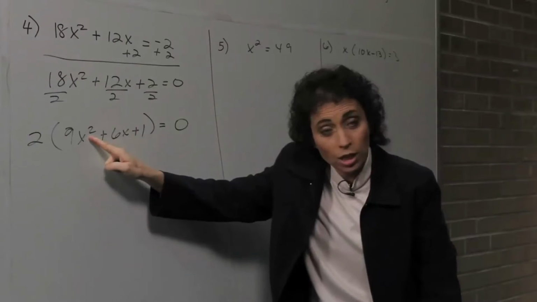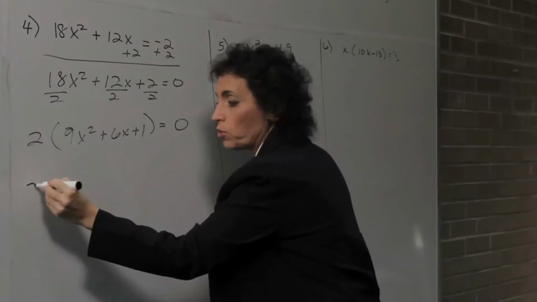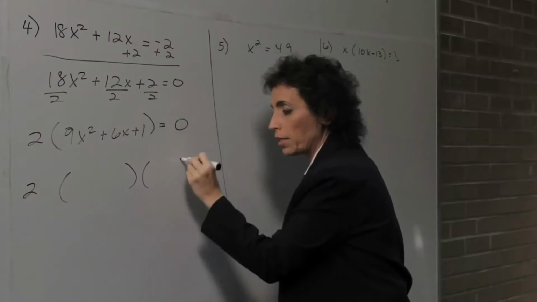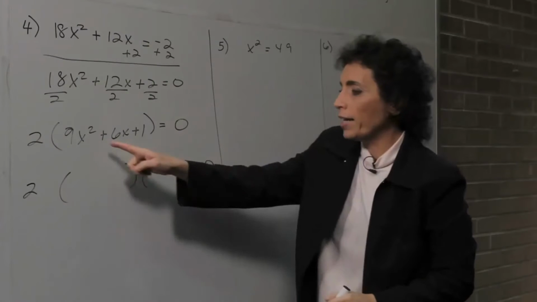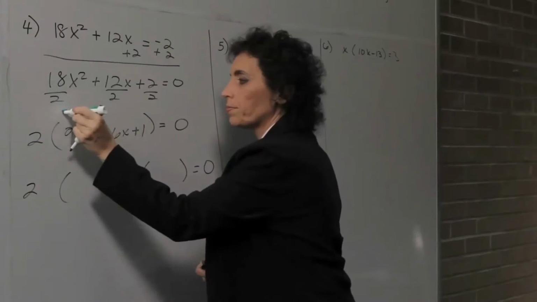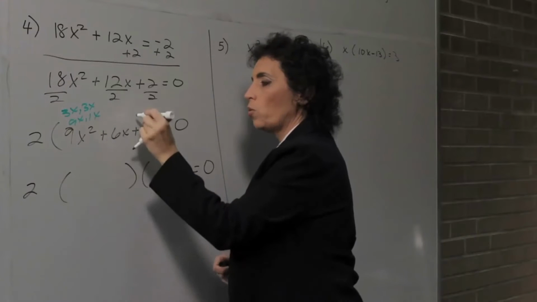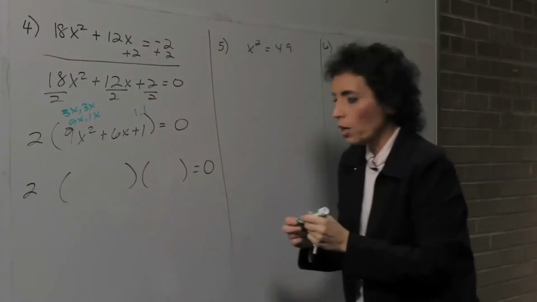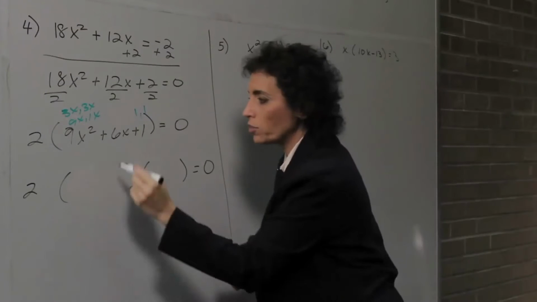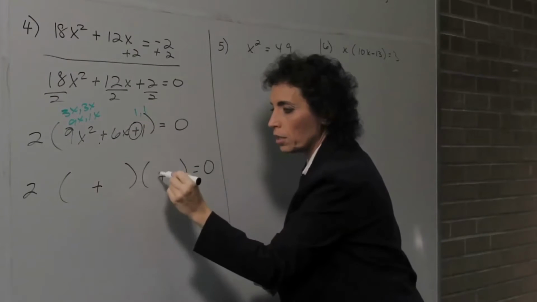Not done. We still got a quadratic in there. We got to check if it's factorable. Okay, there's no GCF. We took it out already. I'm going to bring it down. Okay, 9x squared is 3x and 3x, or 9x and 1x. 1 is 1 and 1. Okay, so I'm going to try 3x and 3x. I know my signs are positive. They're the same, and they're positive.